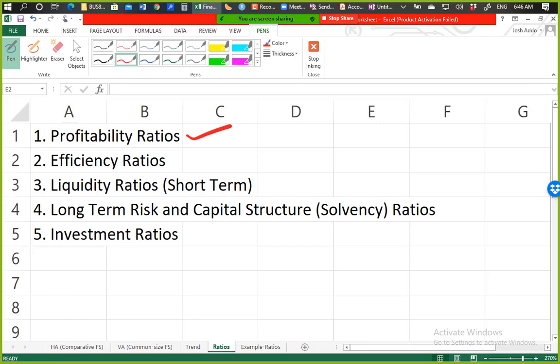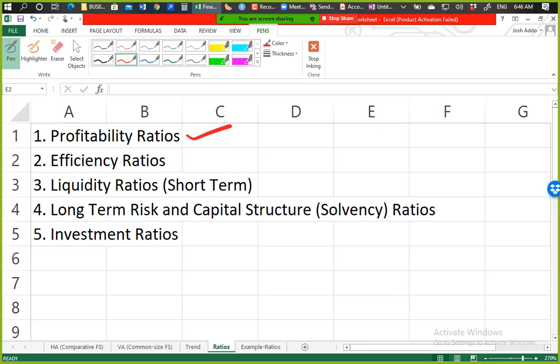We will also talk about efficiency ratios, statistics that will inform us whether the company is making judicious use of its resources. We'll talk about liquidity, whether the company has enough short-term resources to meet its short-term obligations. We will talk about long-term risk and capital structure ratios. So we'll talk about long-term solvency.